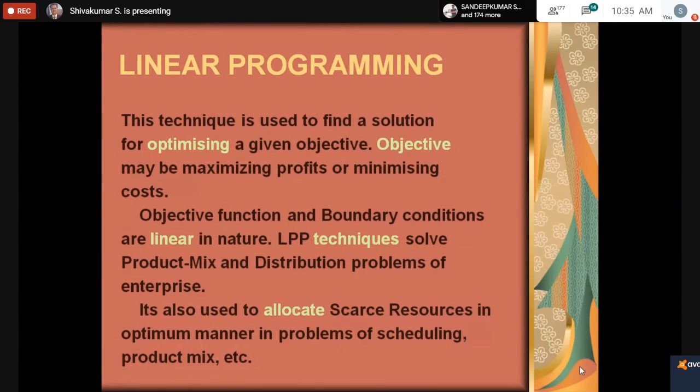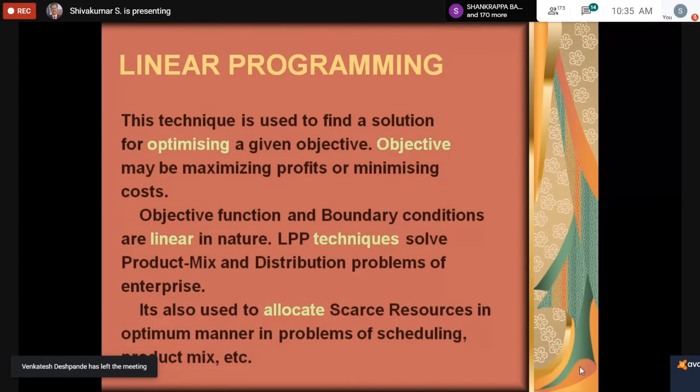This technique is used to find a solution for optimizing a given objective. The objective may be maximizing profit or minimizing cost. I said LPP deals mainly with the objective function, that is either maximizing profit or minimizing costs. This is the objective function of linear programming. The objective function and the boundary conditions are linear in nature.